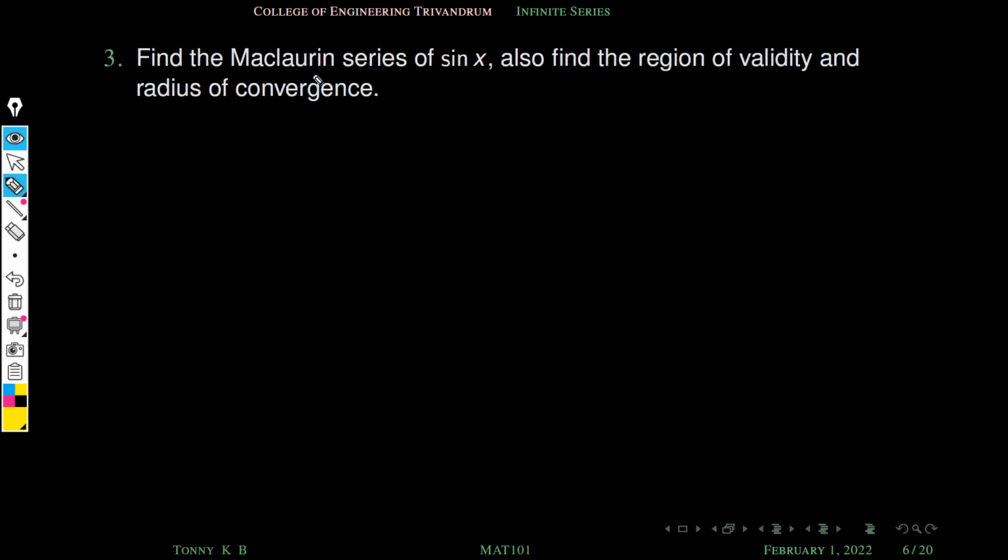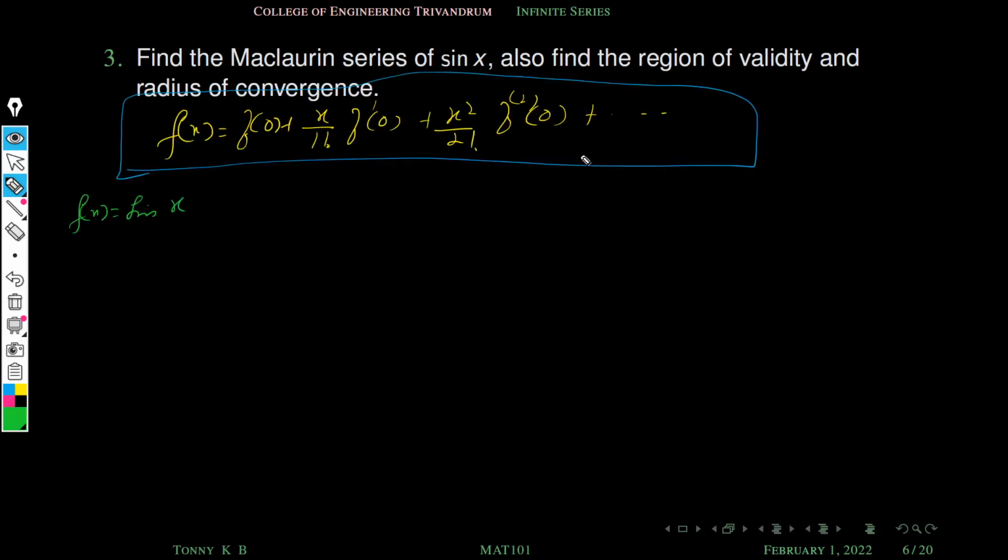Okay, next problem. Find the Maclaurin series of sin x. Also find the region of validity and radius of convergence. So region of validity means our interval of convergence. Okay, so we know the Maclaurin series. So yes, this is our Maclaurin series. So we have to find f of 0, f dash of 0, etc.